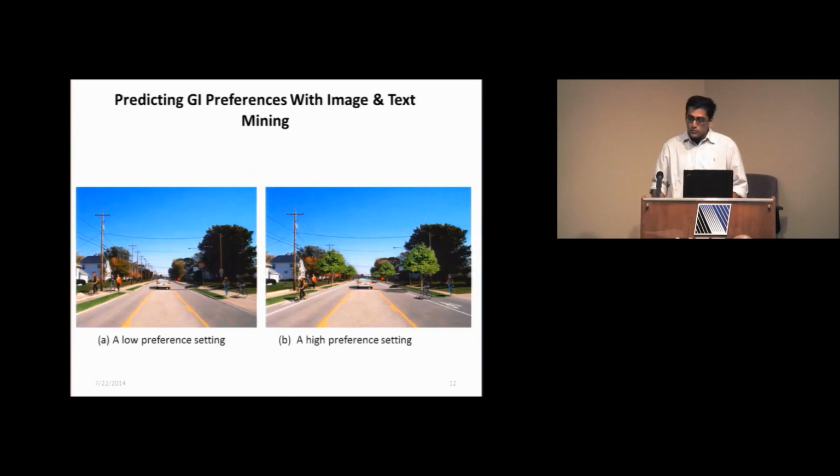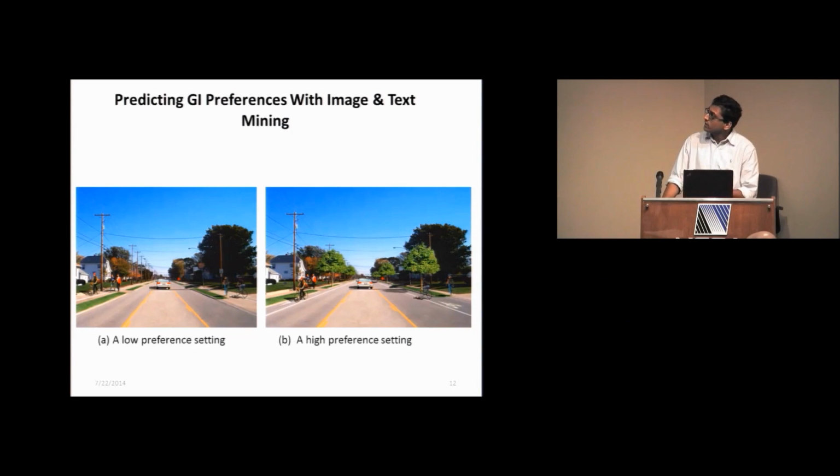So, in order to build a model which would predict these human aspects, human preferences, and human health, we are thinking of using image mining and text mining approach to build this model.